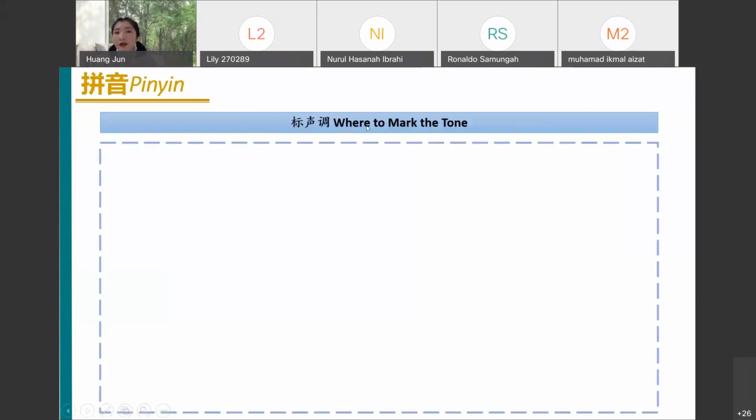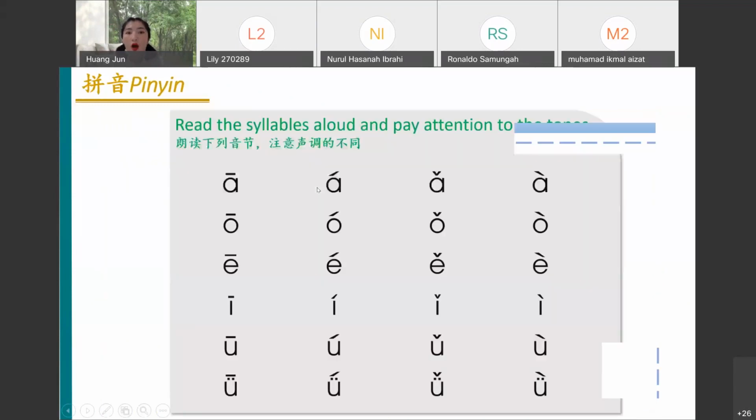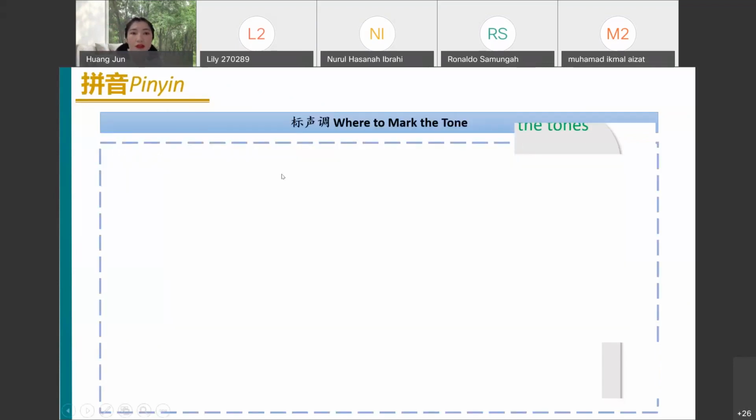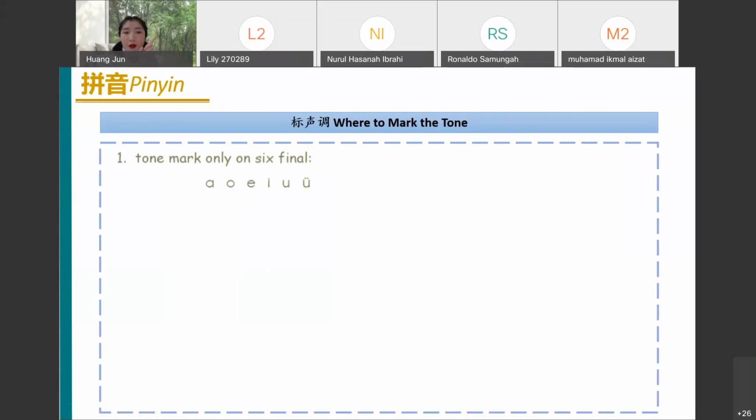Next part I want to remind you is where to mark the tone. This is a very important thing for today we are going to learn. Then we have certain rules to teach you. The first one you have to remember: the tone marks, like those 1, 2, 3, and 4, only go on 6 letters. They are A, O, E, I, U, Ü. Like I showed you just now, only these 6 letters can be marked with tones. Other letters never get a tone mark. Okay. So this is the first rule. Only 6 letters you can mark the tone on.